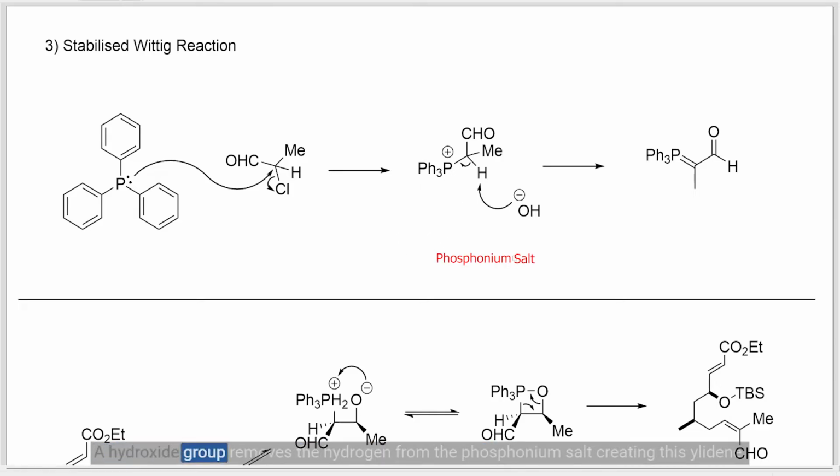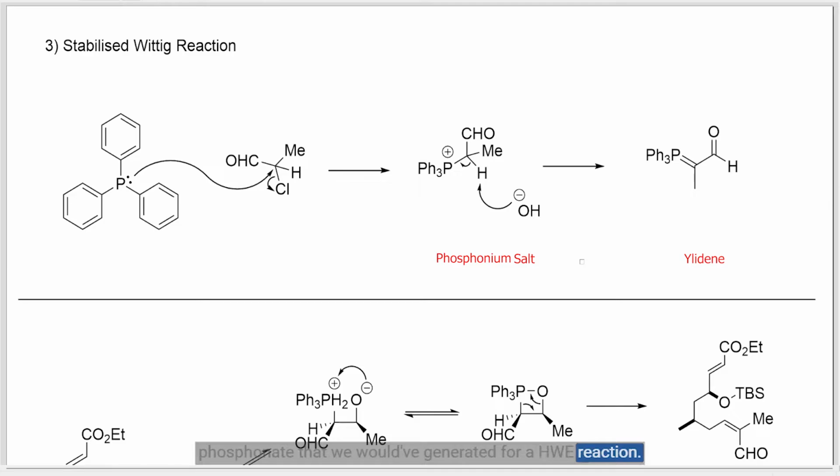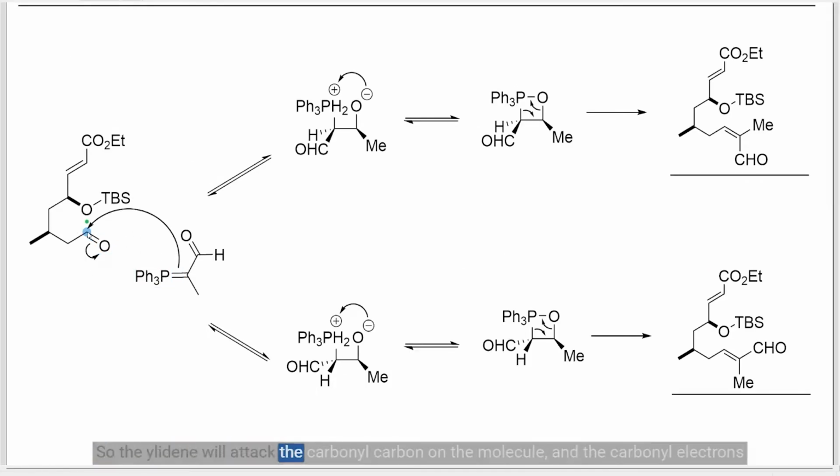A hydroxide group removes the hydrogen from the phosphonium salt, creating this ylidene. So effectively, the ylidene is the stabilized Wittig's version of the phosphonate that we would have generated for a HWE reaction. So the ylidene will attack the carbonyl carbon on the molecule, and the carbonyl electrons will go towards the oxygen. And this again gives us two possible routes that we can take.